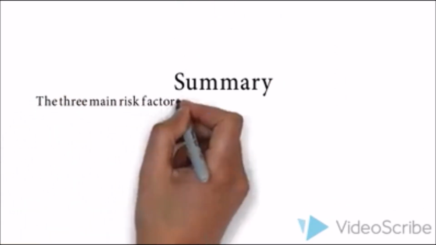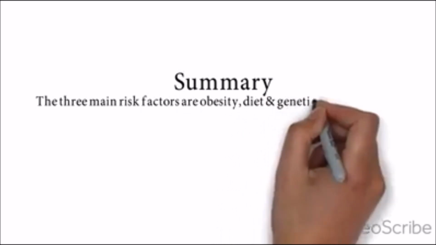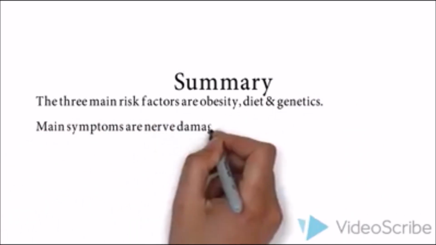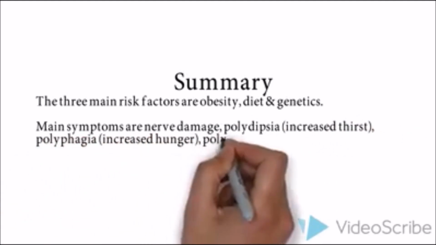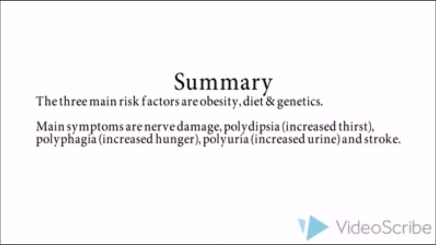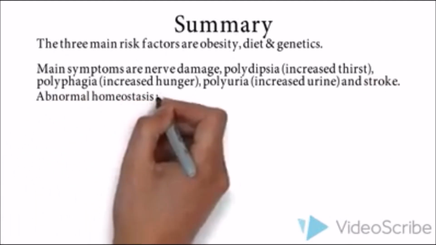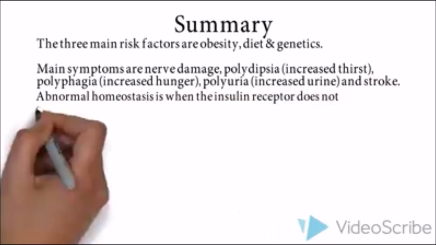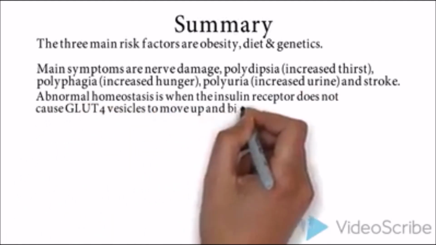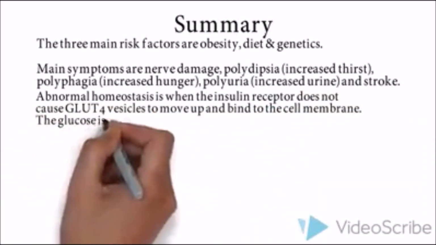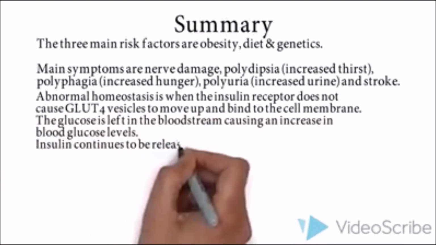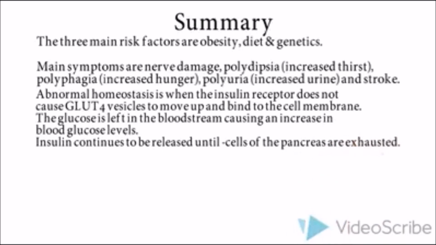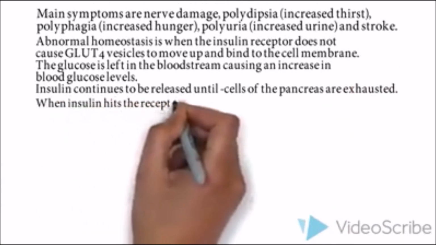In summary, the three main risk factors of diabetes type 2 are obesity, diet, and genetics. The main symptoms are nerve damage, polydipsia or increased thirst, polyphagia or increased hunger, polyuria, increased urine, and stroke. Abnormal homeostasis is when the insulin receptor does not cause GLUT4 vesicles to move up and bind to the cell membrane. The glucose is left in the bloodstream, causing an increase in blood glucose levels. Insulin continues to be released until beta cells of the pancreas are exhausted.